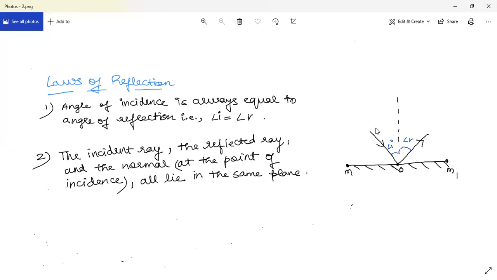So basically the first law is saying that the angle of incidence, that is the angle between the normal and the incident ray, is equal to the angle of reflection. That is the angle between the normal and the reflected ray. And the second law says that the incident ray, the normal, and the reflected ray all lie on the same plane. So you can see all of these at the point of incidence all lie on the same plane. So only these two laws you have to remember.